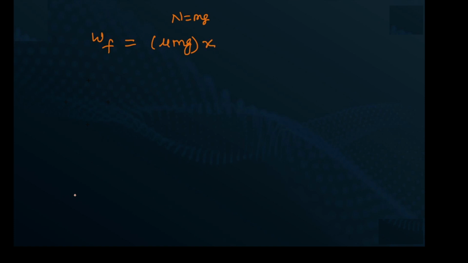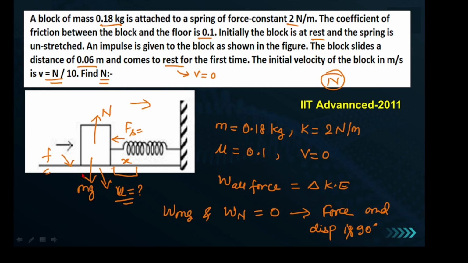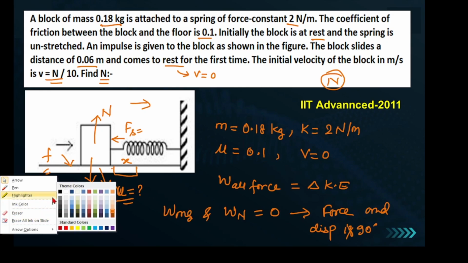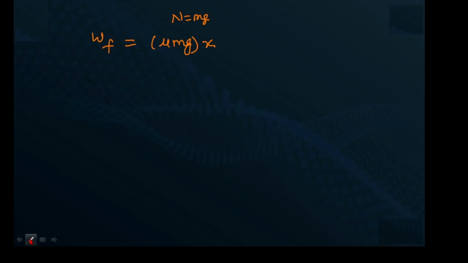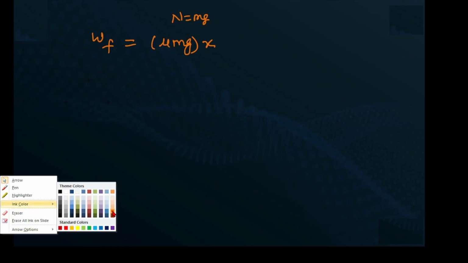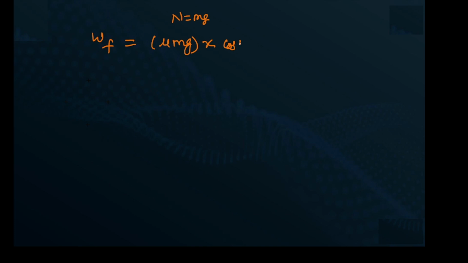Now we can see the direction of friction force and displacement is in opposite direction. Here block is moving in right direction, but friction will act towards left direction. That means we have theta equal to 180 degree, and we know that cos 180 degree is minus 1. That means work done by friction is equal to minus mu mg x. This is the work done by friction.